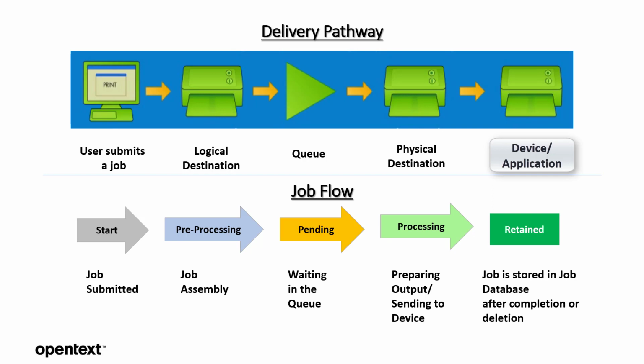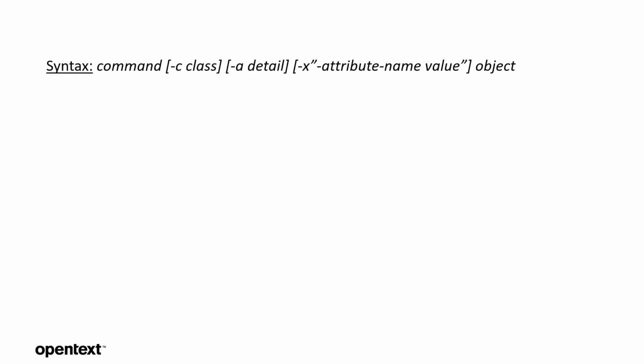Next, let's look at an example where we submit a job through command line. So this would be the syntax followed. Many of the commands for creating, modifying and deleting objects start with PD. -c class argument defines the class of the object on which to perform the command, such as server, destination or queue. -8 defines the level of detail, if any.